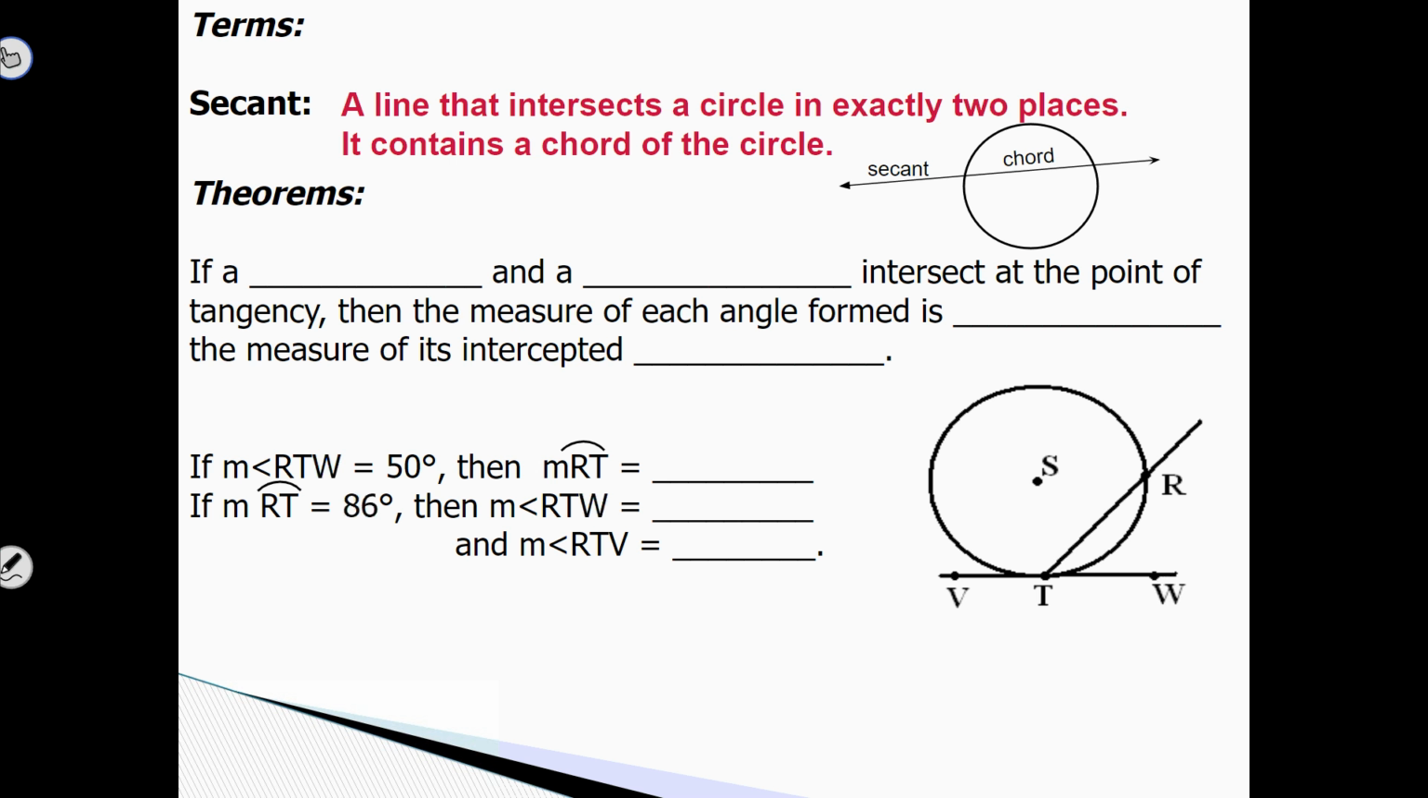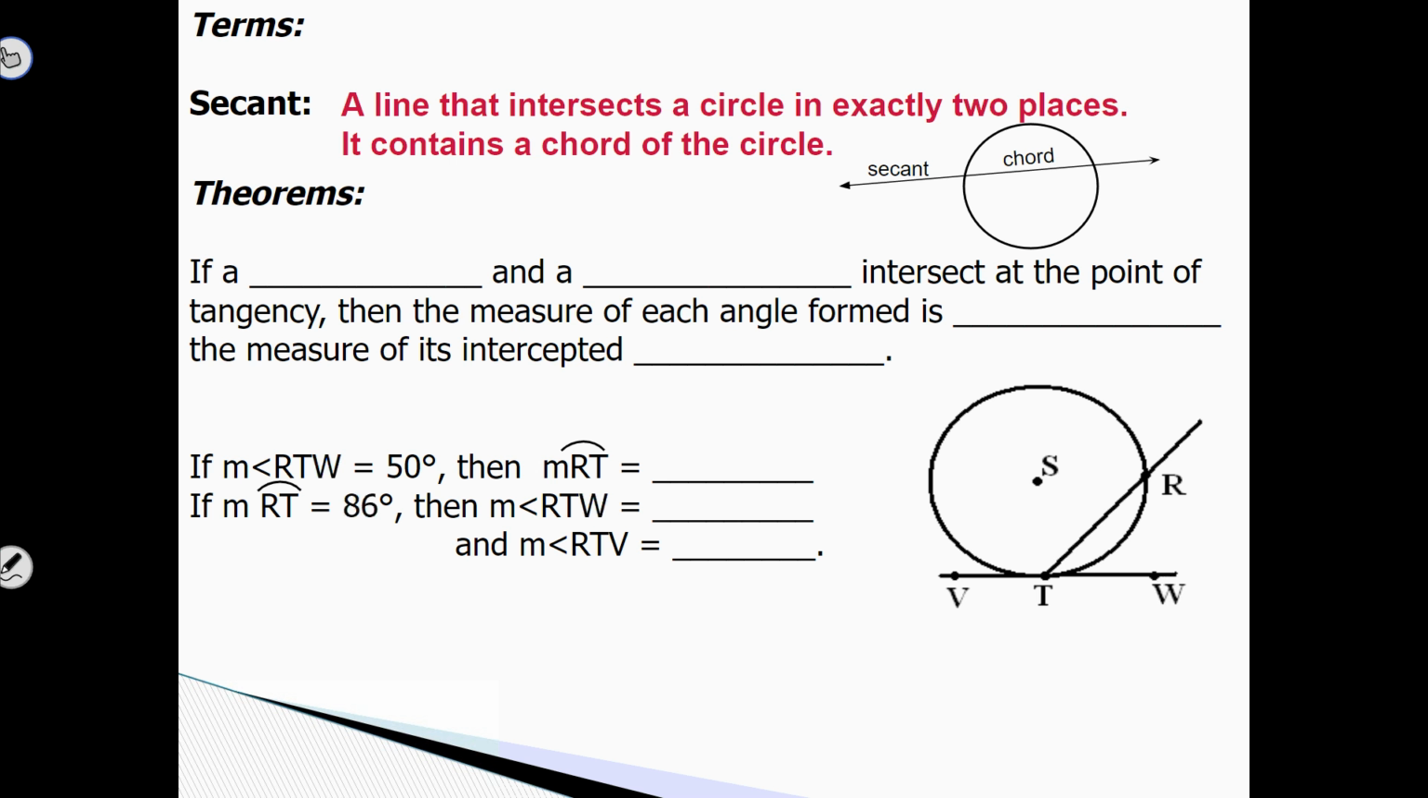In this drawing over here, you can see that it's basically a chord, because a chord also should intersect the circle in two places. But unlike a chord, it keeps going outside of the circle. A chord would have stopped at the edges of the circle because a chord is a segment. A secant is a chord with arrows. Keeps going.